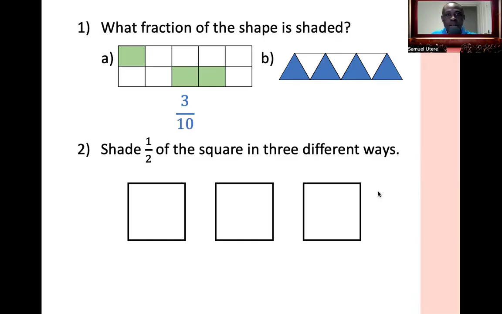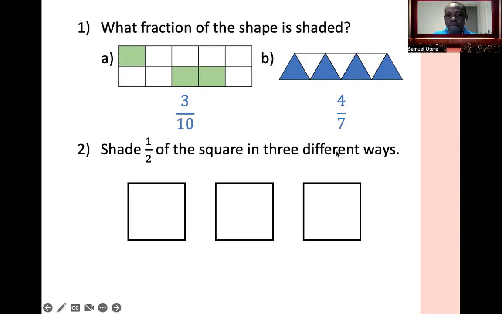So here we'll ask what fraction is shaded. We can see that we have 1, 2, 3 parts shaded out of 10 equal parts. So we say 3/10. Here we have 1, 2, 3, 4, 5, 6, 7 triangles, but out of those 7 triangles, 4 are shaded. So we say 4/7. Question 2, you were asked, shade half of the square in 3 different ways.